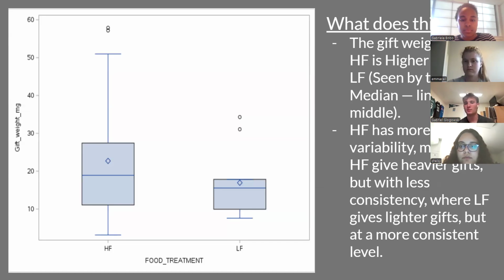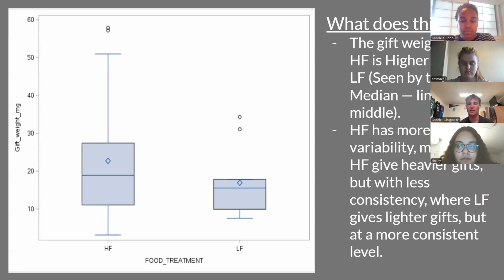Okay, here we have our box plots. So what does this box plot mean? So the gift weight for the high food diet is higher than the low food diet, as we see by the median. So we see that thick line in the middle. It is a little bit higher than the low food diet.